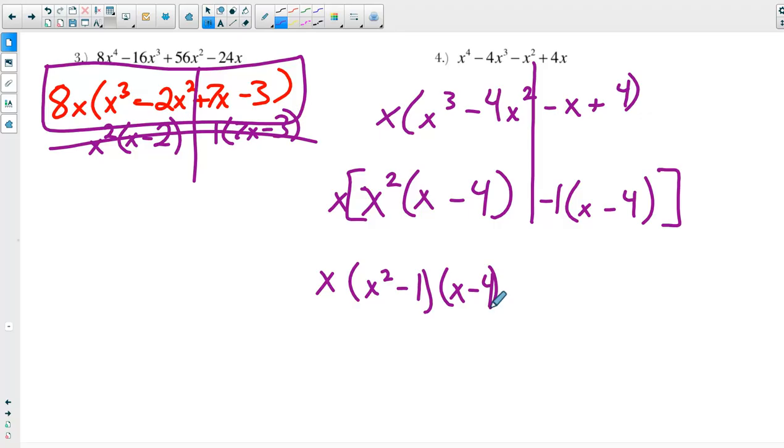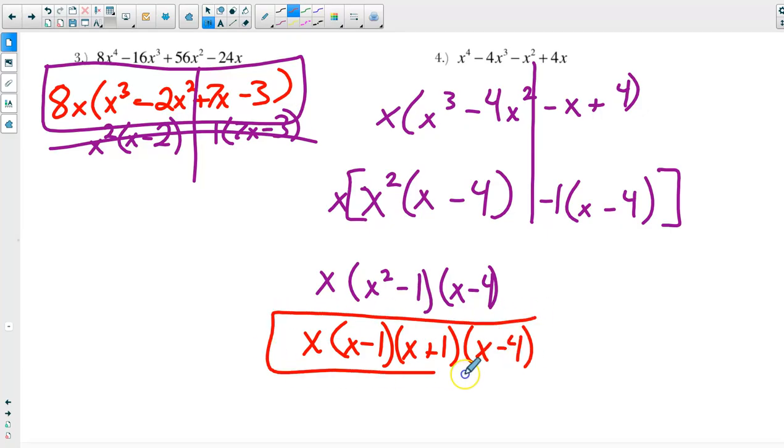Do I have the difference of perfect squares? I do. Because 1, I know the square root of that. The square root of 1 is 1. So actually, this piece right here, I can write it again. And so I will have x minus 1, x plus 1, and x minus 4. So that would be the complete factored form of that.